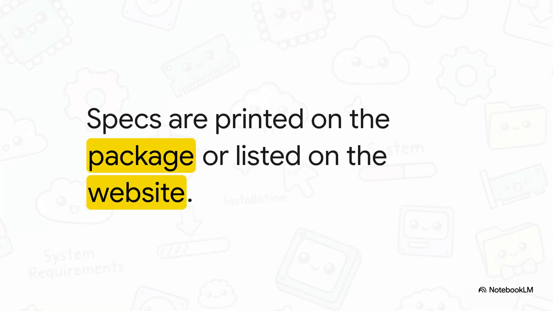So where are these magical checklists hiding? You can usually find them in one of two places. They'll either be printed directly on the physical box the software came in, or, and let's be real, this is far more likely these days, listed prominently on the publisher's official website. Always check there before you buy.